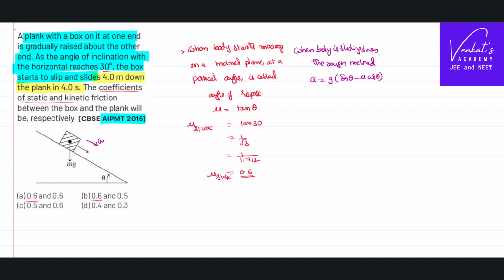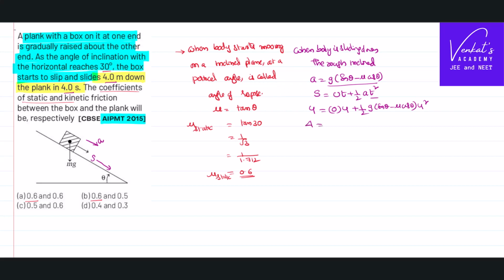Now once you know the acceleration, it is covering a certain displacement on the inclined plane. That can be found using the formula s equals ut plus half at square. I could write v square minus u square equals 2as too, but he has given s and t. That's why I am writing this equation. S is 4, u is 0 starting from rest, t equals 4 seconds, a is g of sine theta minus mu cos theta, t square is 4 square.